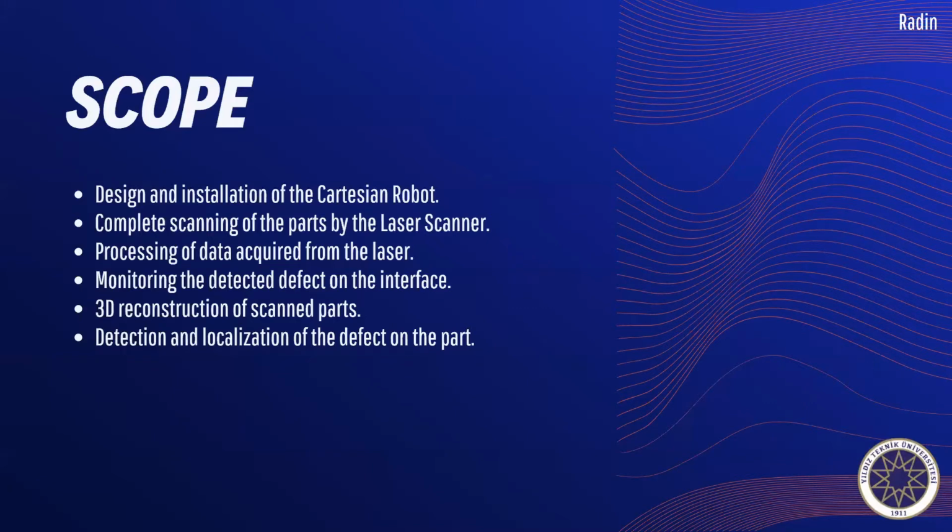The system is designed to allow the design and installation of the Cartesian robot, complete scanning of the parts by the laser scanner, processing of data acquired from the laser, monitoring the detected defects on the interface, 3D reconstruction of scanned parts, and detection and localization of defects of the parts.